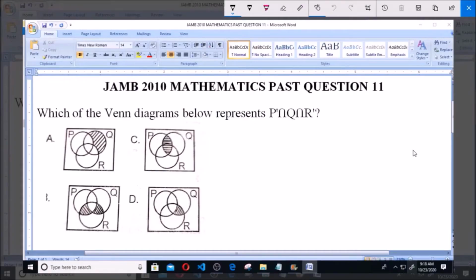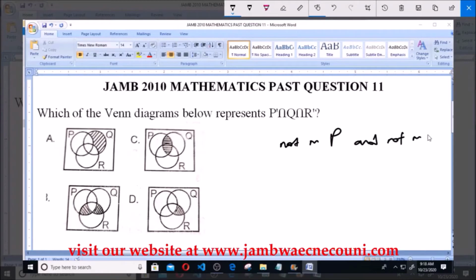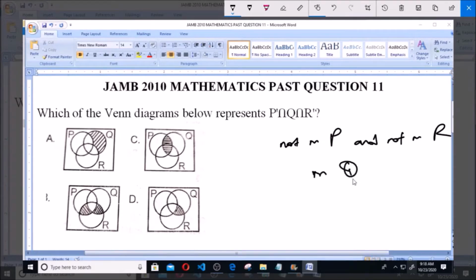I'll be answering JAMB 2010 Mathematics Past Question 11. Which of the Venn diagram below represents P prime intersects Q intersects R prime? That is, which of these Venn diagrams simply represents contents which are not in P, and also not in subset R. That's what this prime represents. That is not in P or R, but in subset Q.